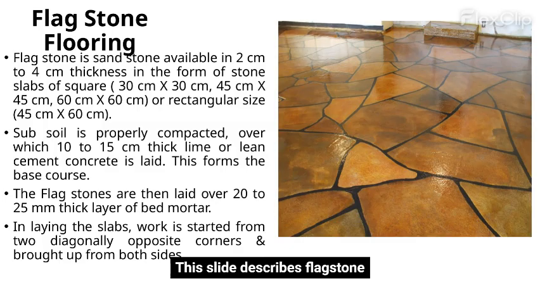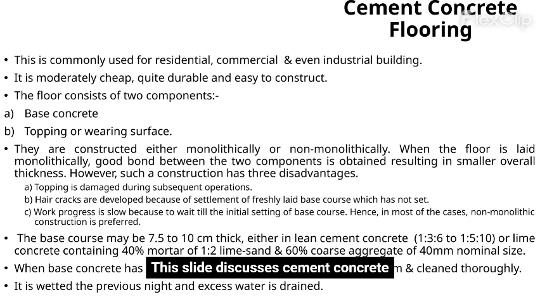This slide describes flagstone flooring. Flagstone is sandstone available in slabs of varying sizes and thicknesses. A 10 to 15 cm lime or lean cement concrete base is laid. Flagstones are then set on a 20 to 25 mm bed of mortar, starting from opposite corners to ensure even placement. This slide discusses cement concrete flooring.